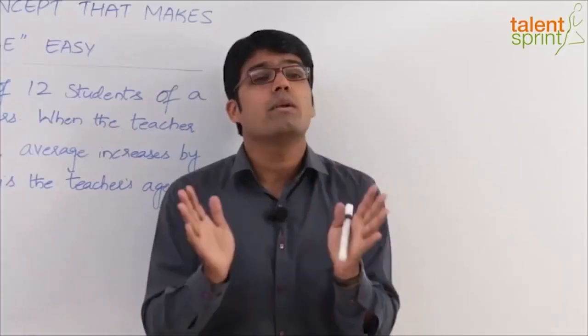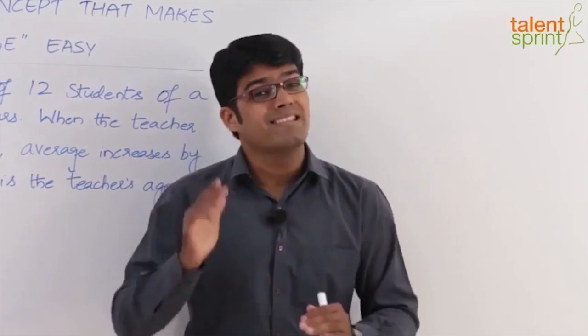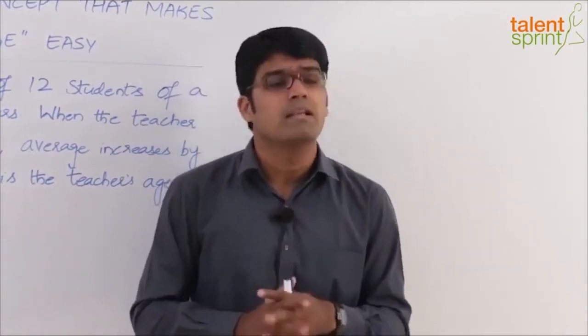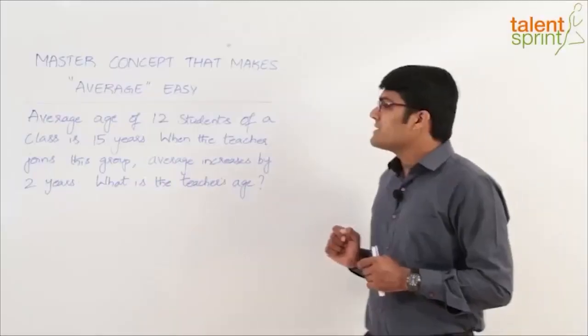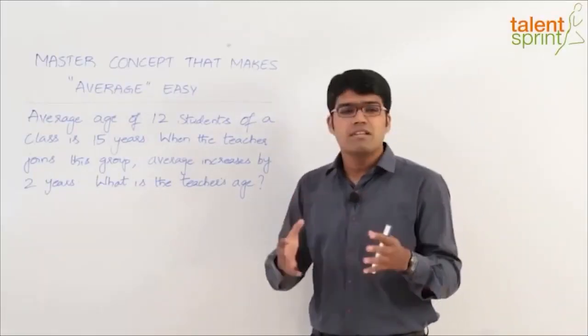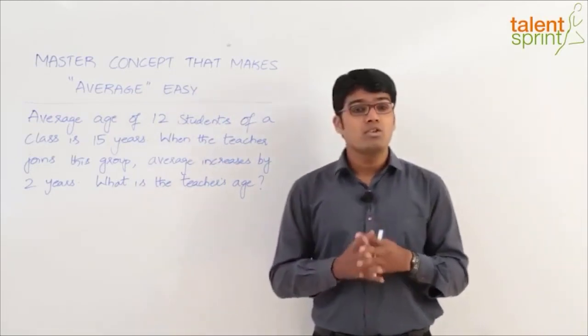So that's equal distribution, right? Average is simply an equal distribution. And with this idea of equal distribution, solving questions from this topic becomes really very simple. Let's look at an example. The question says average age of 12 students of a class is 15 years. When the teacher joins the group, average increases by 2 years.